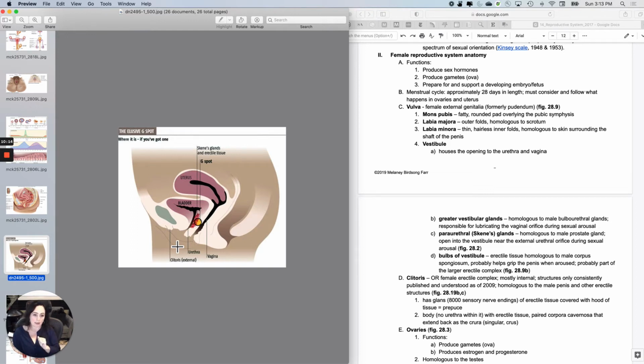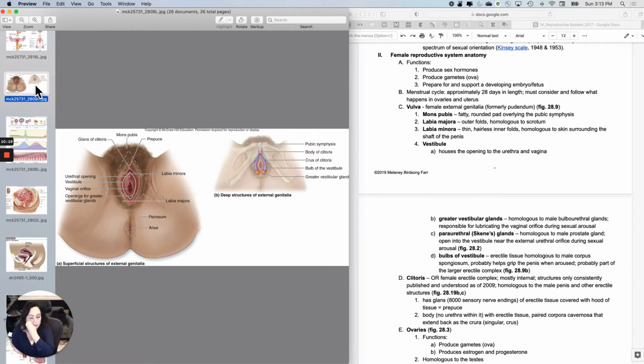And then the bulbs of the vestibule. Okay, so you're going to meet the first erectile structures in a female now. So the bulbs of the vestibule, again, this is when the skin is taken off, right? So what you're seeing here is the deep structures. They've got the superficial structures sort of imposed, but these are deeper structures. So the greater vestibular glands, we already talked about, that's those guys right there, right?